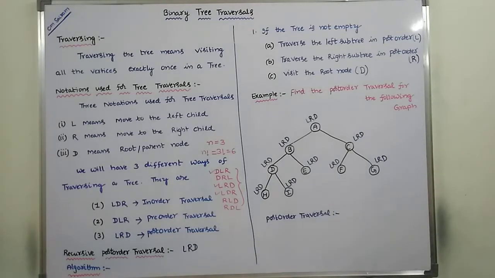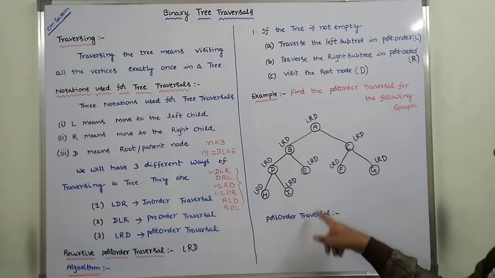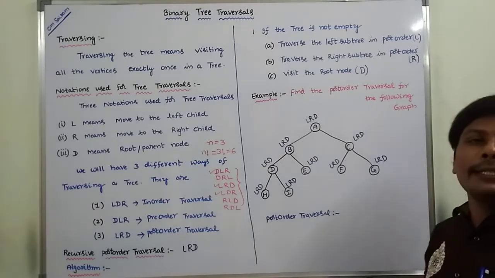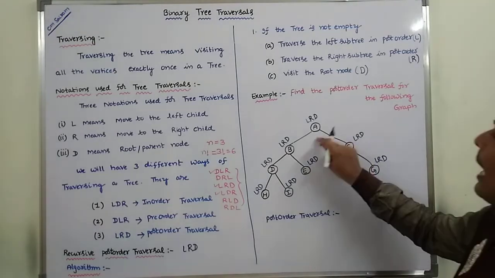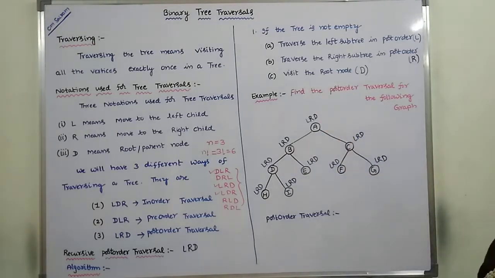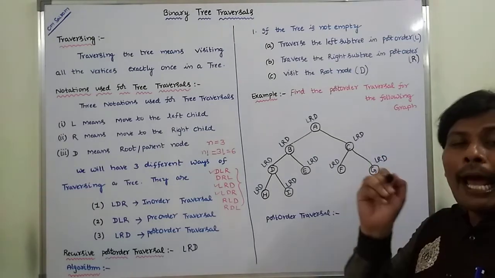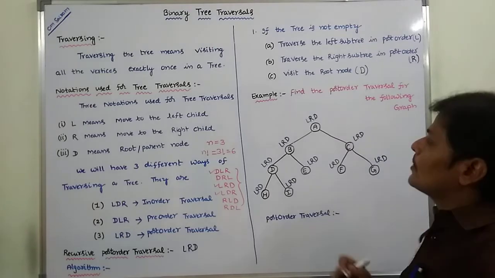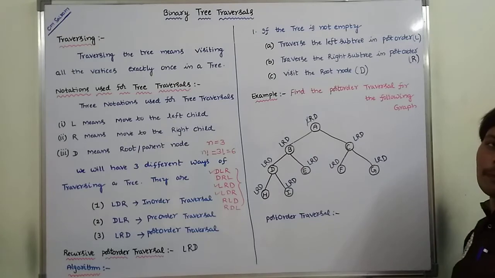Now we have to find out the post order traversal for the following tree. First we are starting at the root node. Root node is A. At A, L, R, D is there. Three letters are there. First, L. L means traverse the left subtree in post order. So, strike out L and go to the left subtree.